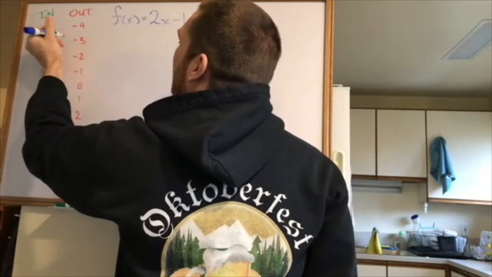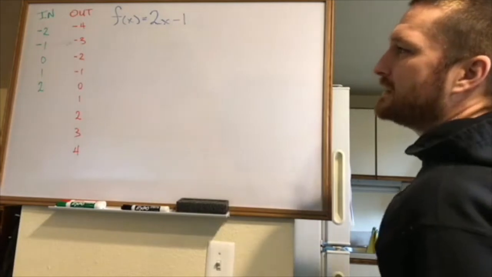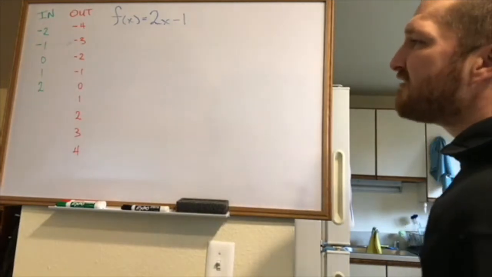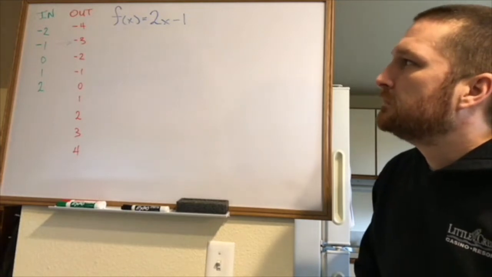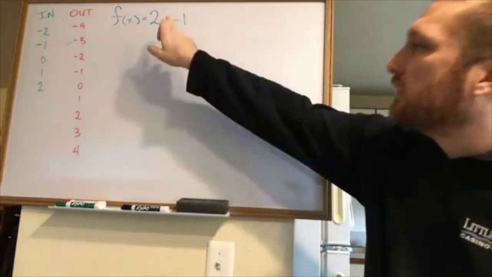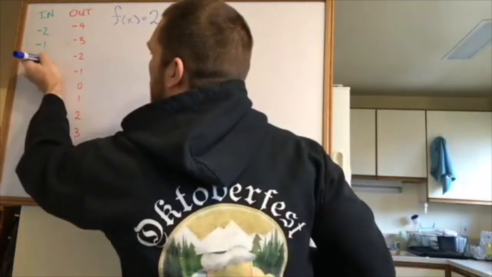-1 goes to -3. All right. Now, what about 0? Where does 0 go? To -1. -1, right? Plug in a 0, makes all of that disappear. The only thing that's left is -1. So 0 maps to -1.